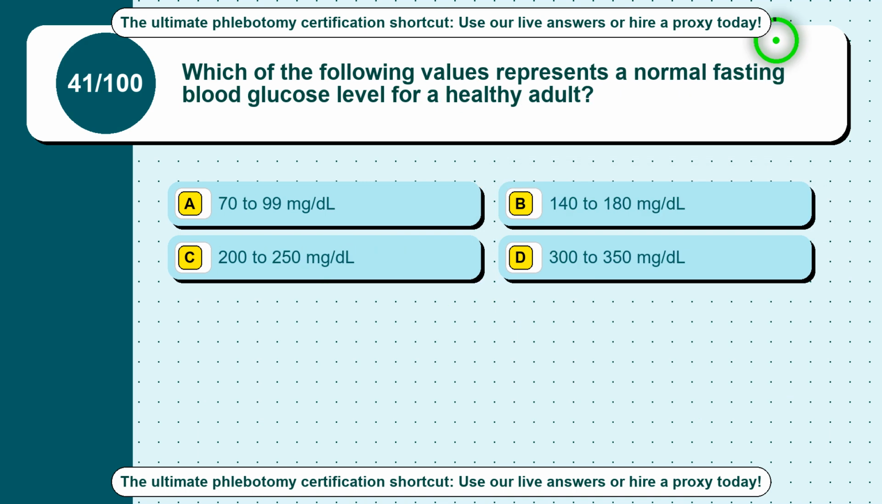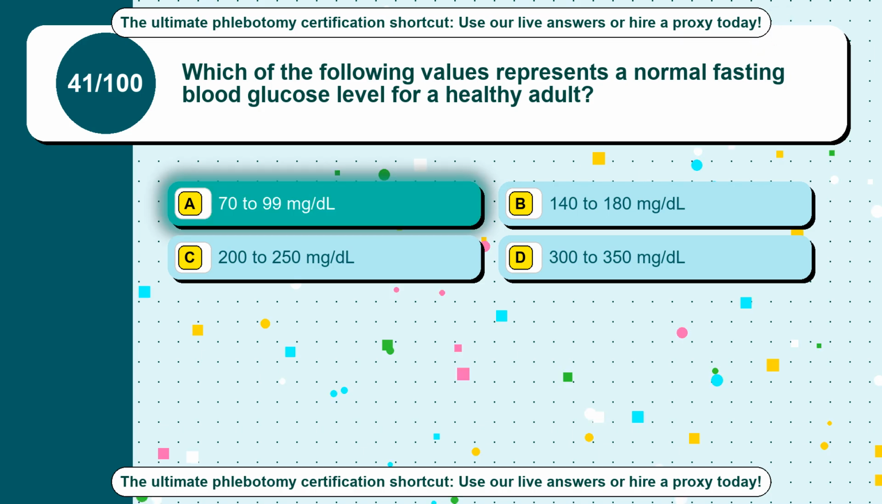Question 41. Which of the following values represents a normal fasting blood glucose level for a healthy adult? Option A, 70 to 99 mg/dl. Option B, 140 to 180 mg/dl. Option C, 200 to 250 mg/dl. Option D, 300 to 350 mg/dl. The correct answer is option A, 70 to 99 mg/dl.